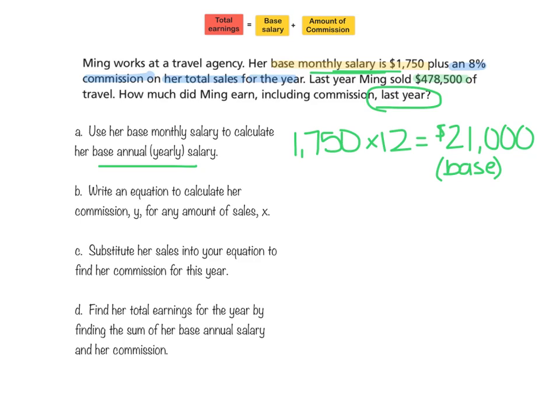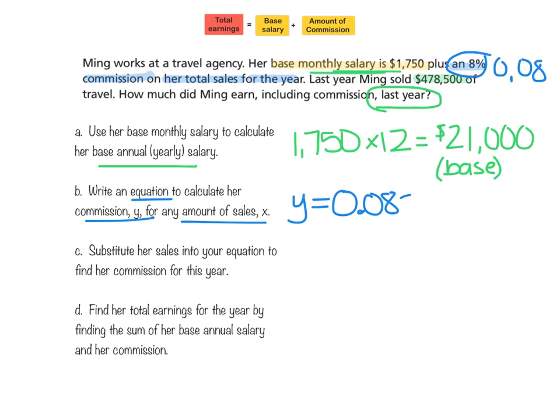Part B says write an equation to calculate her commission, Y, for any amount of sales, X. And again, we want an equation for this. So to figure out her commission, so Y equals, we need 8% of her total sales for the year. So I'm going to write 8% in decimal form, which we know is 0.08. So Y equals 0.08 times X, which would be her sales for the year.